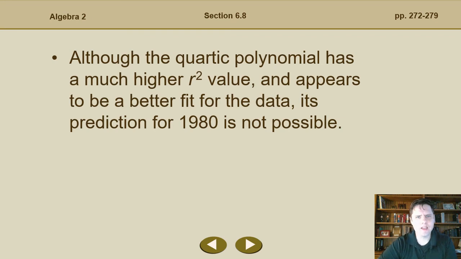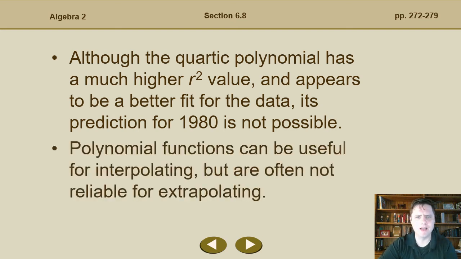See, the quartic has a much higher R² value, and it appears to be a better fit for the data. Its prediction for 1980, though, is not possible. This is because polynomial functions can be useful for interpolating, but are often not very reliable for extrapolating. Remember, interpolating is when we're looking at data in between the set of data points that we have. But extrapolating is when we're looking beyond the data points that we have at present.